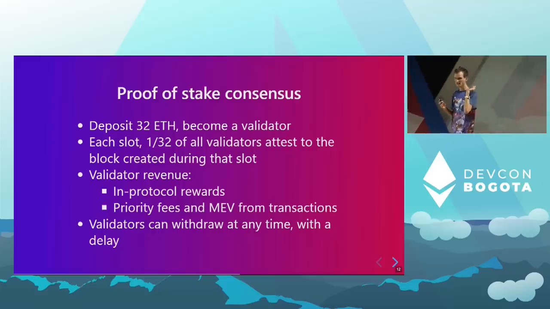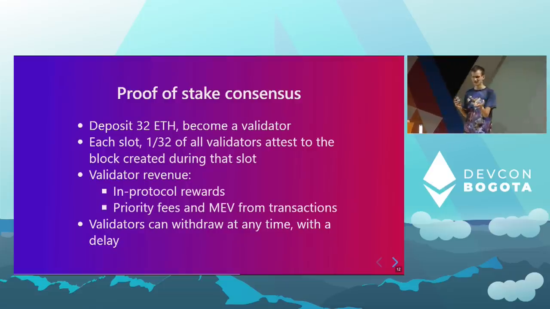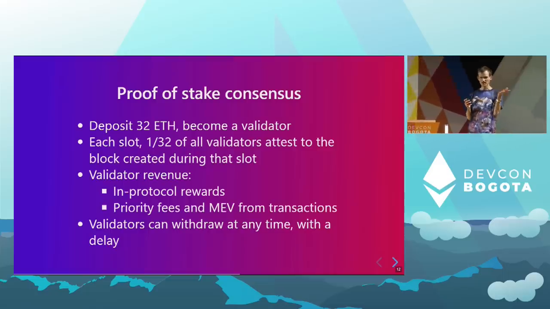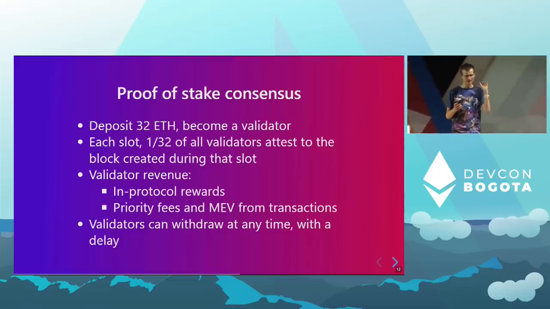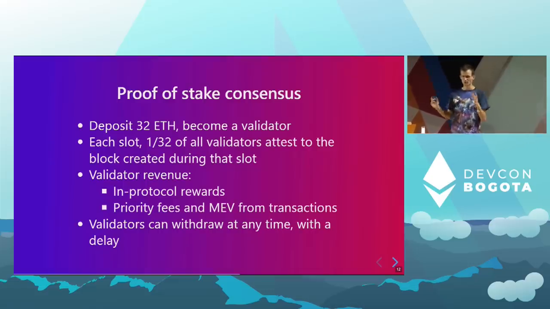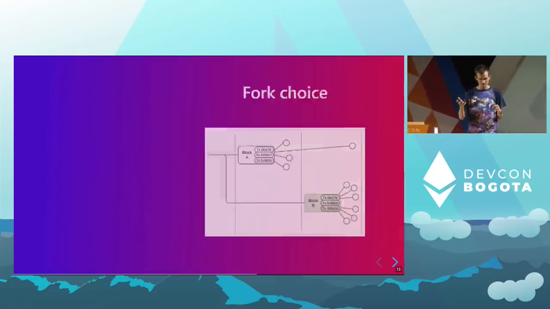And validators can withdraw at any time. Well, this will be enabled in the next hard fork. But validators will be able to withdraw at any time with a delay. Usually that delay will be pretty short, but in extreme cases, like if everyone's trying to withdraw at the same time, there is going to be a queue and you might have to wait for some amount of time. So that's proof-of-stake consensus. Basically, if you have 32 ETH, you can deposit, become a validator, and all of these validators are the ones that participate in this big system of blocks and attestations that keeps the chain progressing and keeps the blocks that are being added safe.